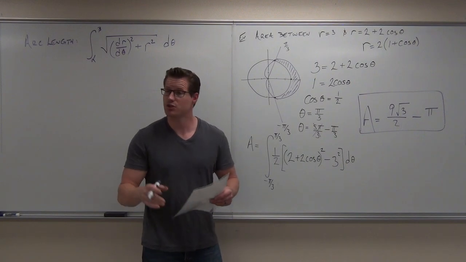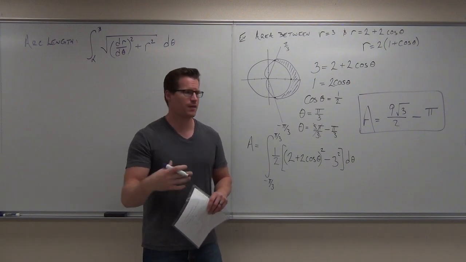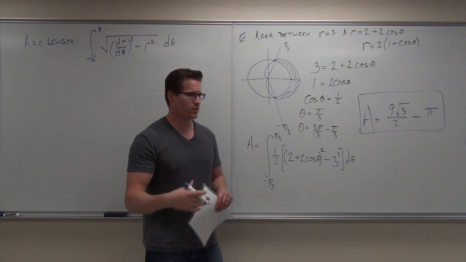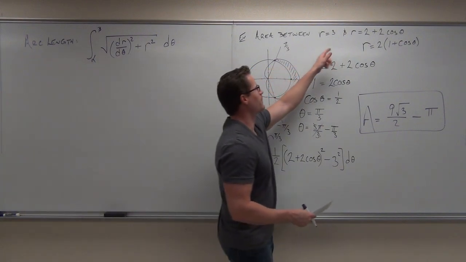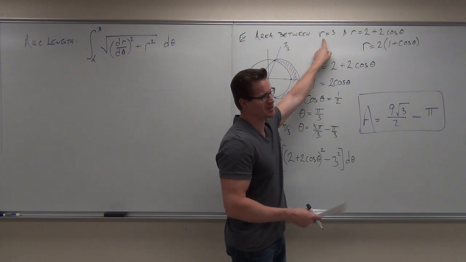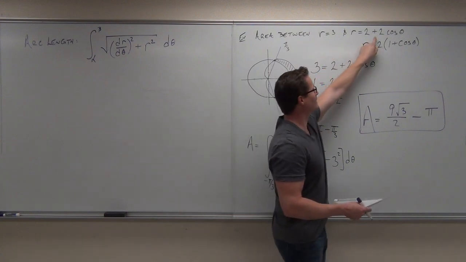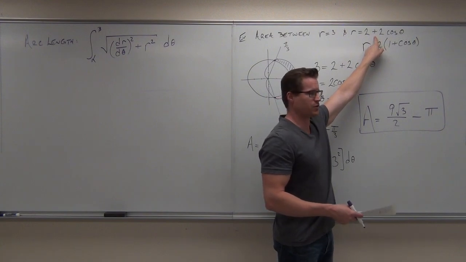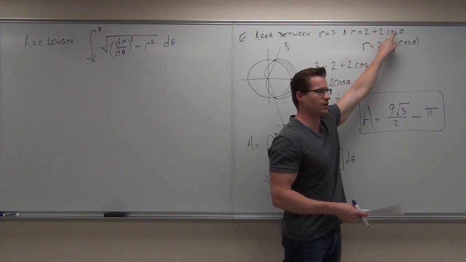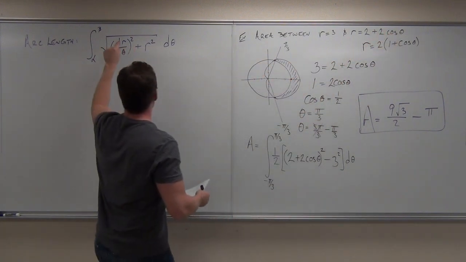Feel okay with that? Could you, if I asked you to, find the length of a curve between two angles? Sure. What are you going to do? Well, the first thing you're going to do is take, like for, not that one, okay, that's pretty easy, but like that one. First thing you do is do what? Derive. Take a derivative with respect to theta, then square it. Not a problem. That'd be pretty easy to do, wouldn't it? Mm-hmm. So take a derivative, square it.